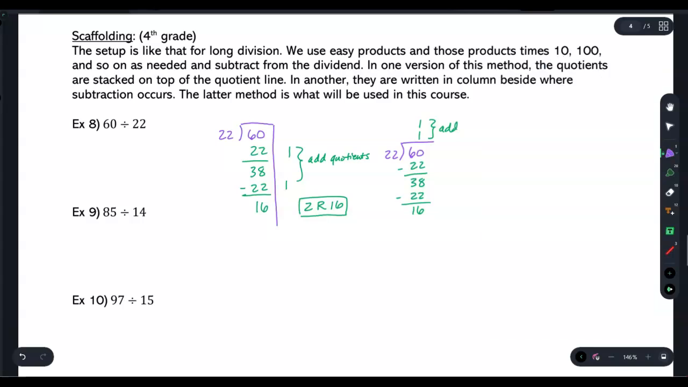But we're going to stick with this first way of having that line drawn and doing our quotients along the right-hand side. And again, yours might look different, so I'm not going to do this with every problem, but I'll show this one again.